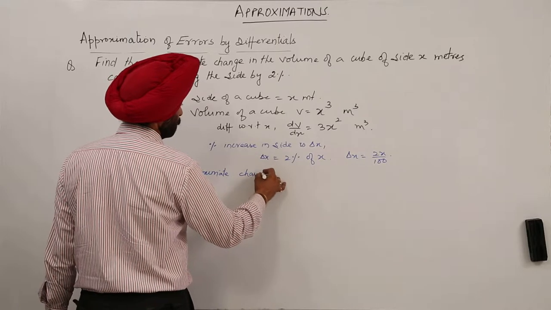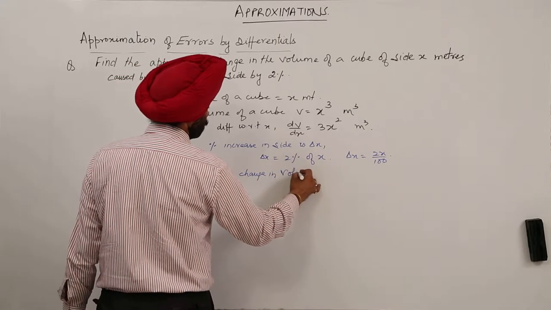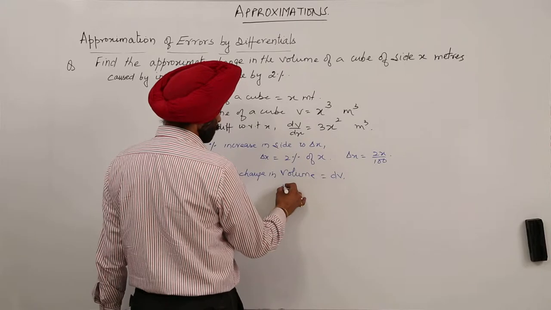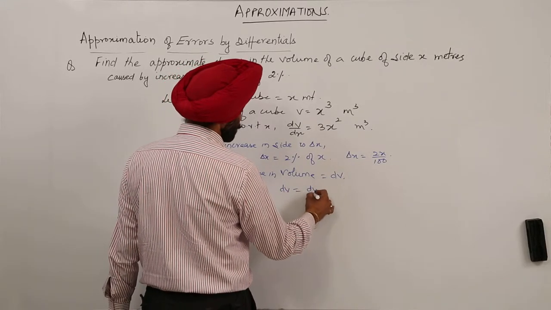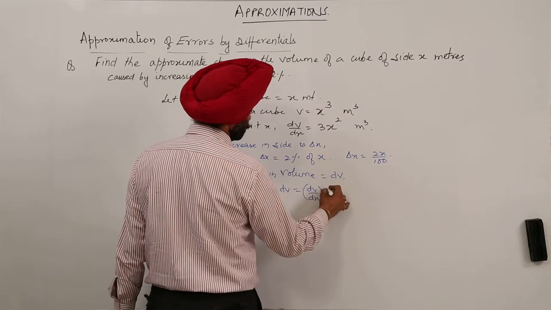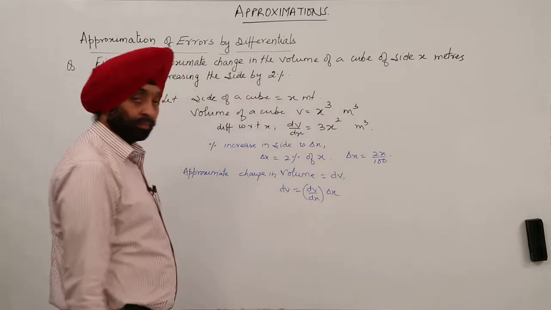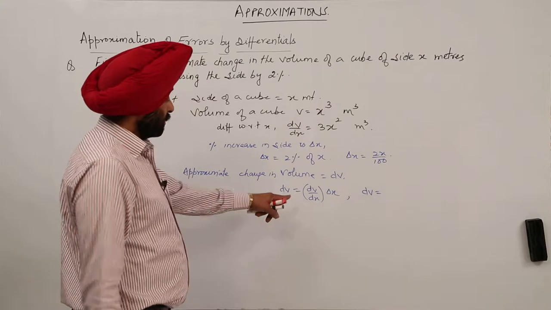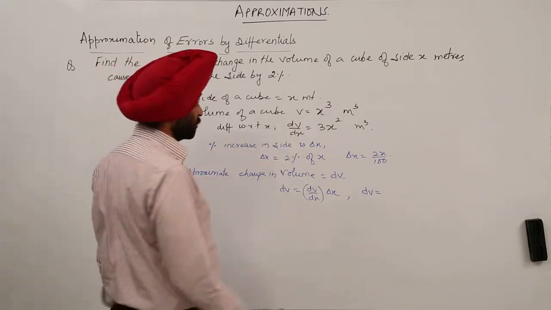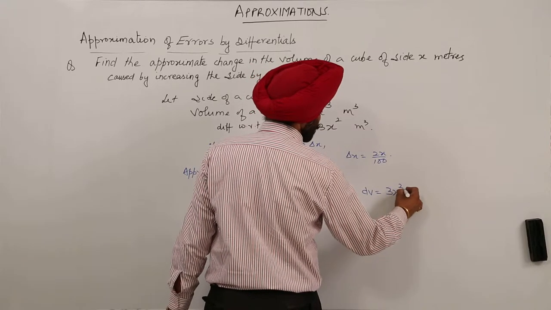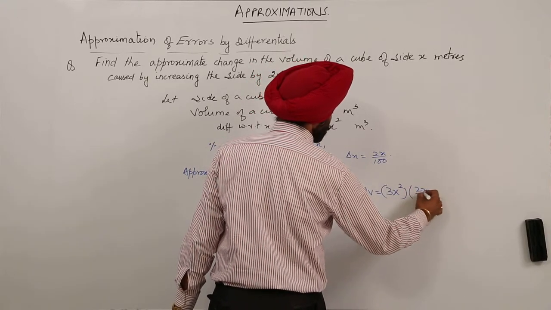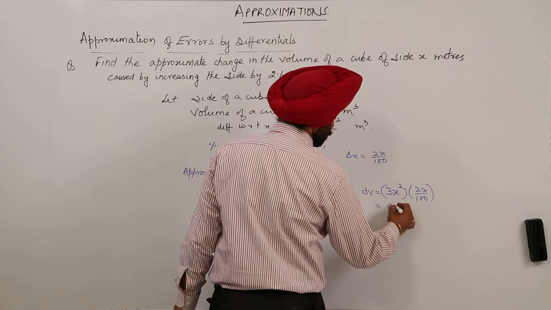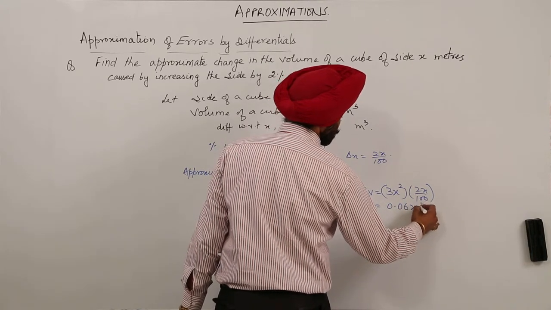Now approximate change in volume is equal to dV, and now dV is equal to dV by dx into delta x. Okay, so we are having now dV is equal to dV by dx. dV by dx is what? 3x square, 3x square with 2x upon 100, and this becomes 0.06 x cube.